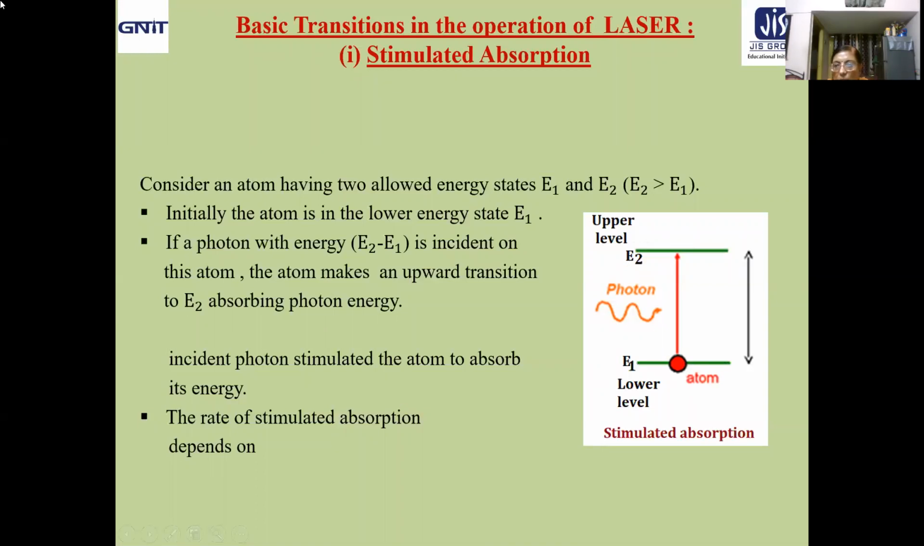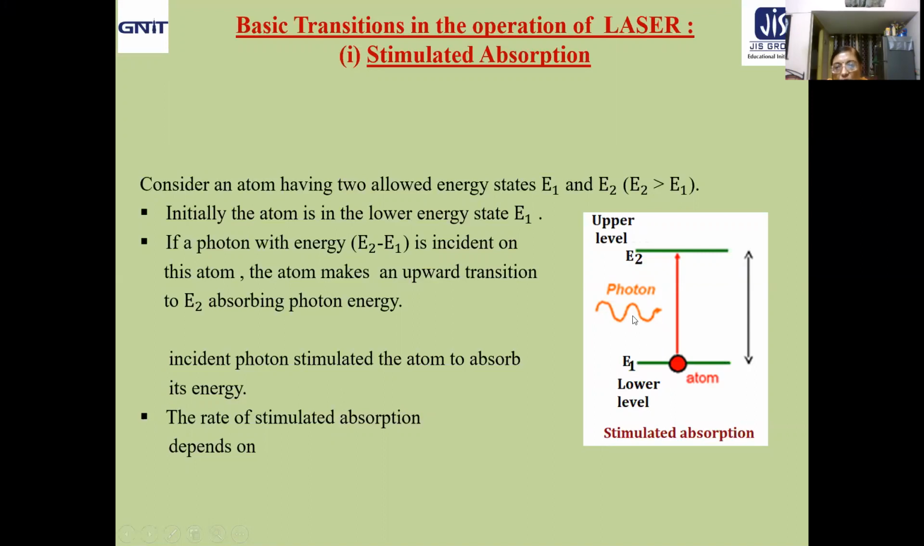Because what is the atom's energy? Atom is in the lower energy state, that is E1. And what about the photon's energy? That is E2 minus E1. This is the difference of the energy states. Now when the photon is injected, atom will absorb the energy of the photon. So what about the total energy of the atom now?